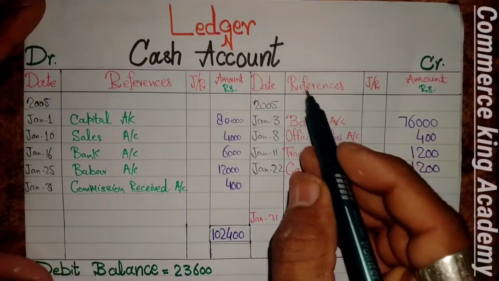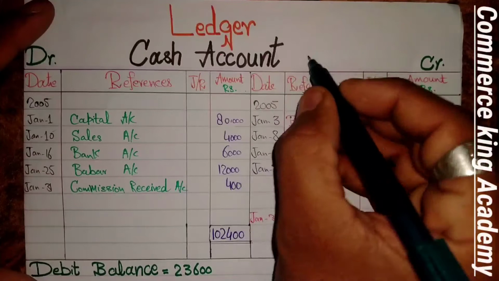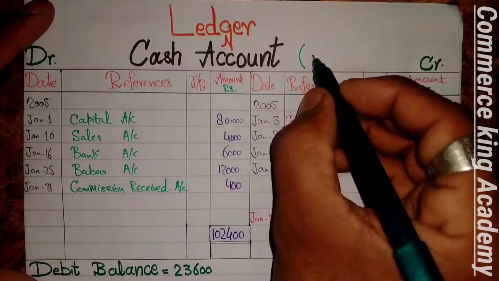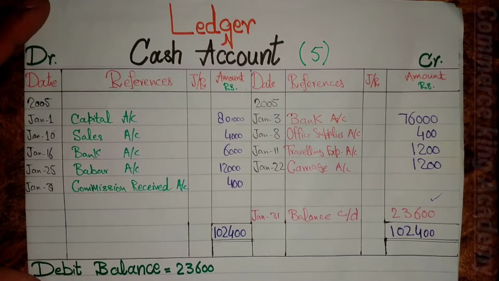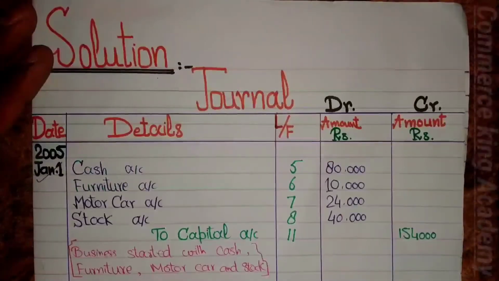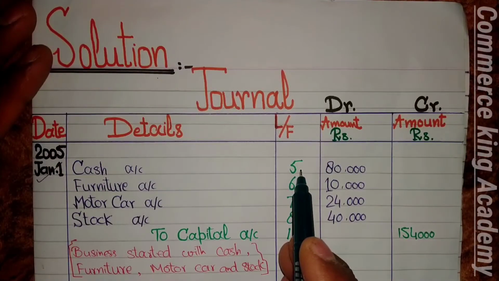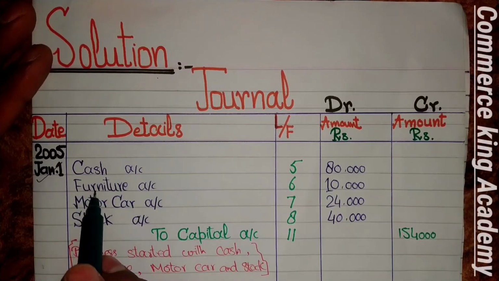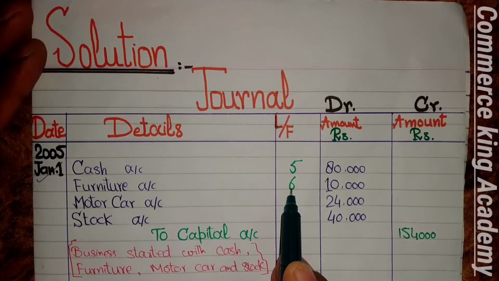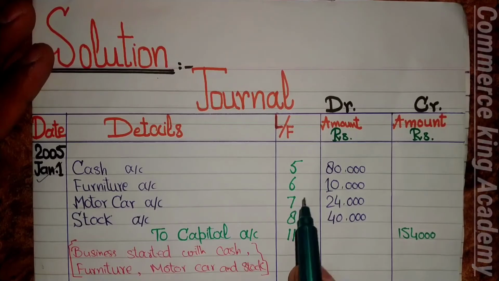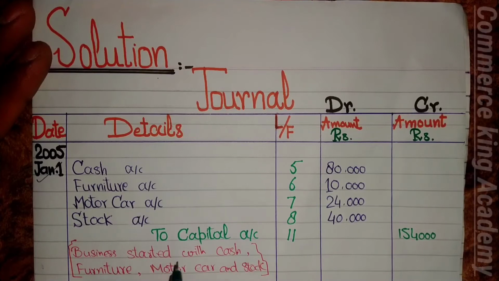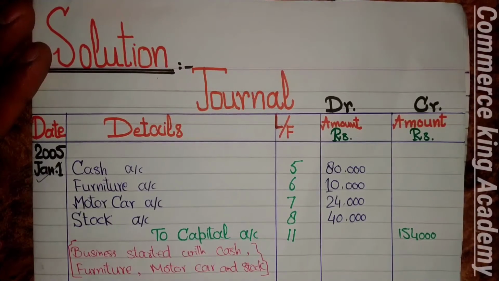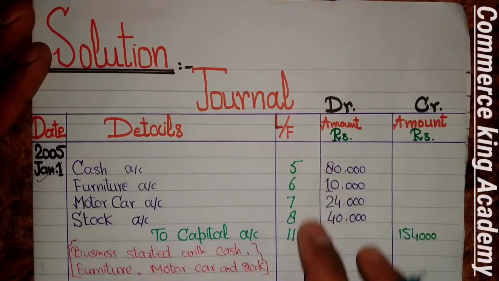And we must write the account number or ledger folio number here at the top of the ledger account. Cash account and its ledger folio number is 5. Okay, now the format and workings of the ledger of cash account are completed. Like this, cash account's ledger folio number or account number is 5. In the same way, we will give numbers to other accounts. Furniture account's ledger folio number is 6 right now, and motor car account ledger folio number is 7. Same as above, stock account, our next account, has ledger folio number 8, and capital account's ledger folio number is 11. Understand this concept of ledger folio or account numbers.